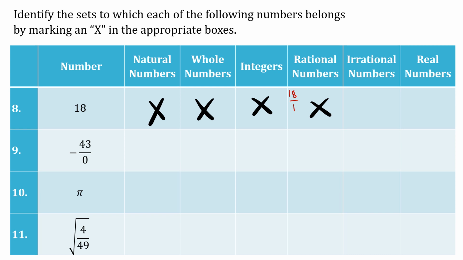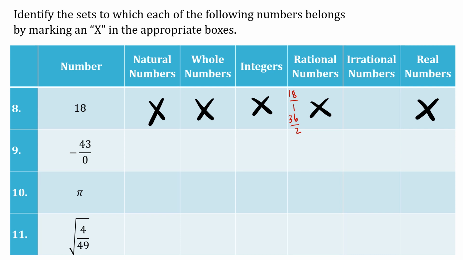You could think of lots of ways you could write this as a fraction. You could do 36 over 2, 54 over 3. It's not irrational. Remember, that's kind of like the opposite of rational. So you're never going to see an example that's rational and irrational at the same time. So if it's rational, then it's definitely not irrational. But it is a real number.